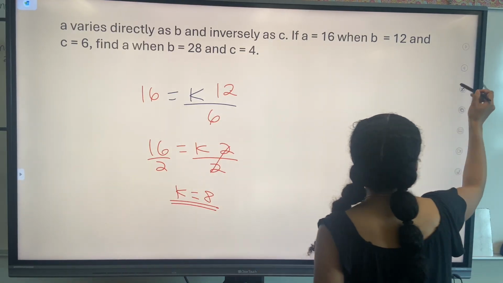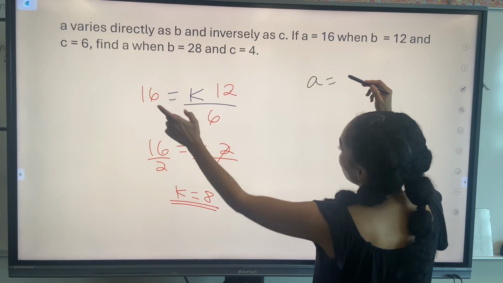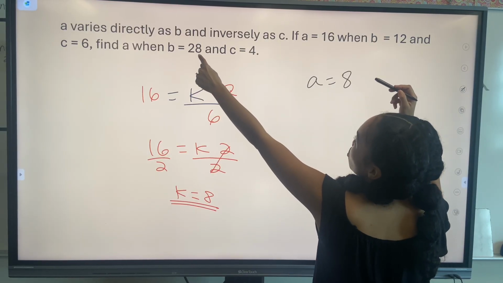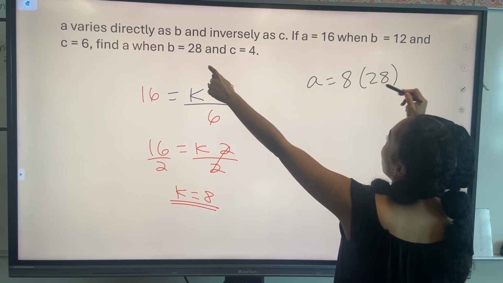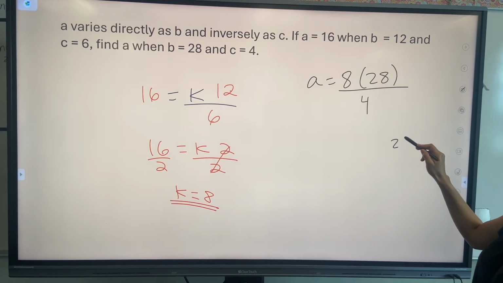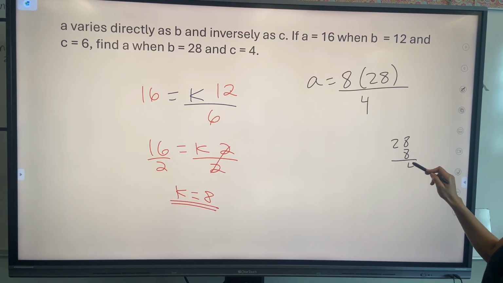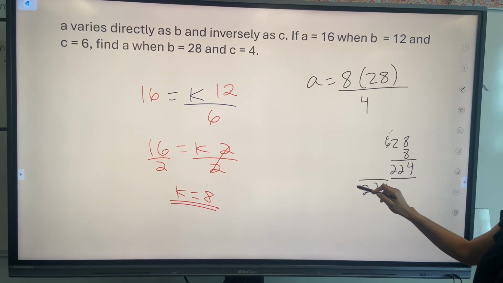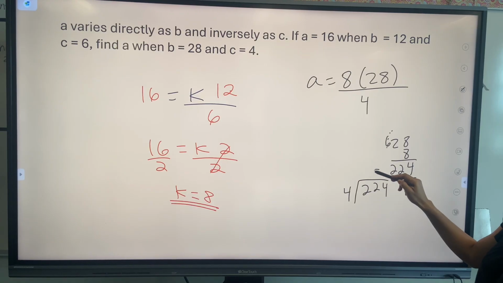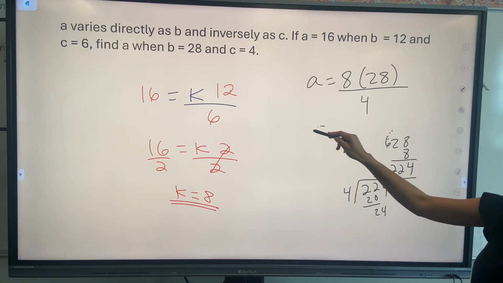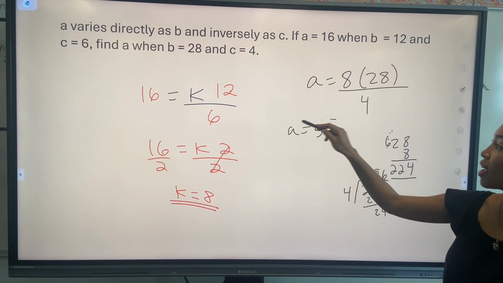So I'm going to use the same formula. A equals, my K value is 8, B is 28, and C is 4. So 8 times 28 divided by 4. What did you guys get for this? 56? Yes. Nice. A is 56.